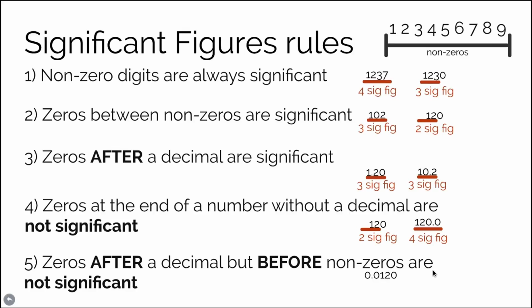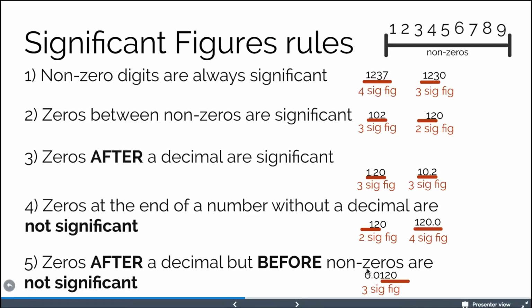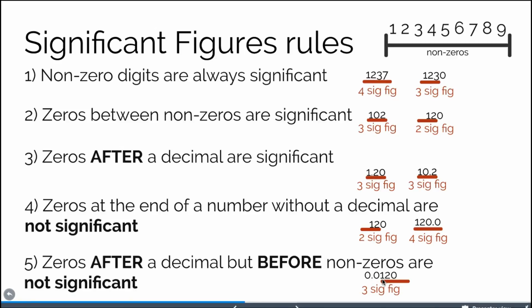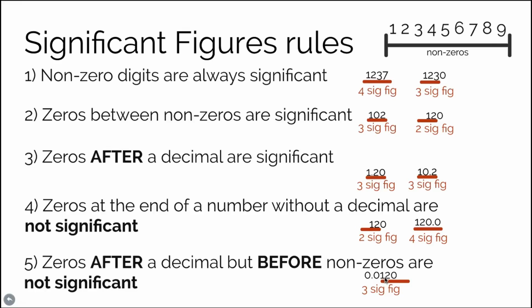So we just focus on what comes after the 1 and the 2, and overall we would just count 1, 2, and 0 at the end as being our significant figures. Again, even though we have this decimal here in this place, we start to focus on the 1, or the first non-zero digit.